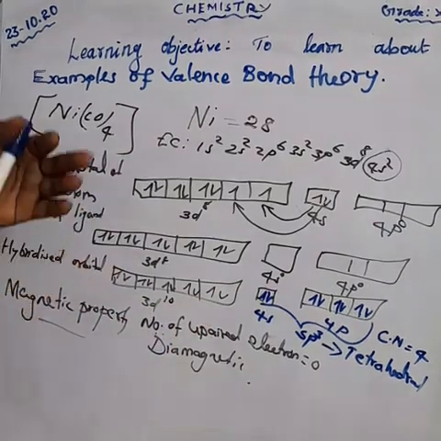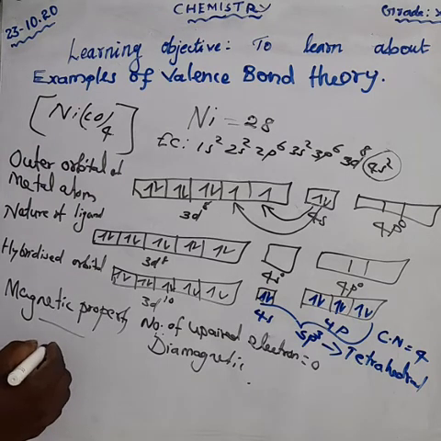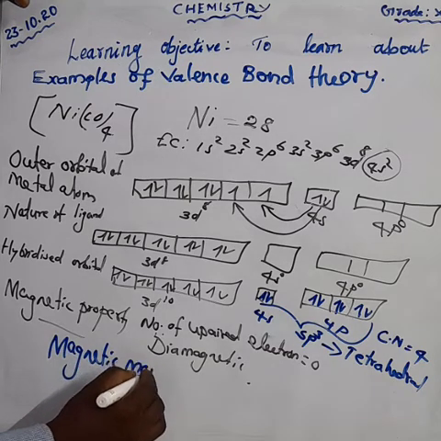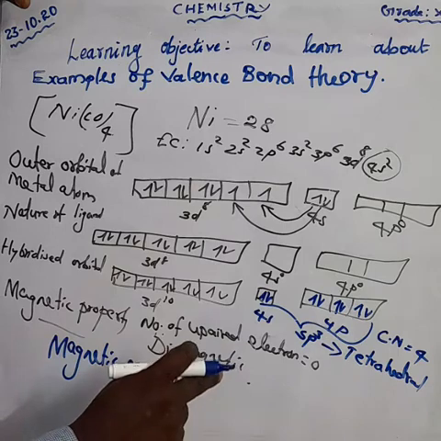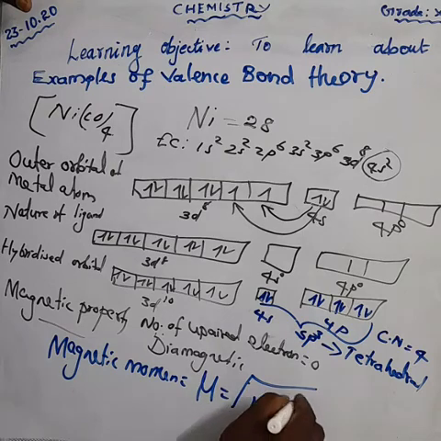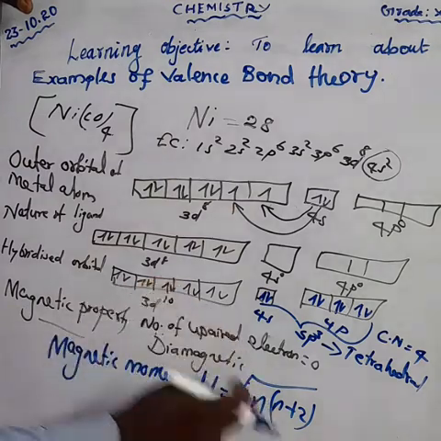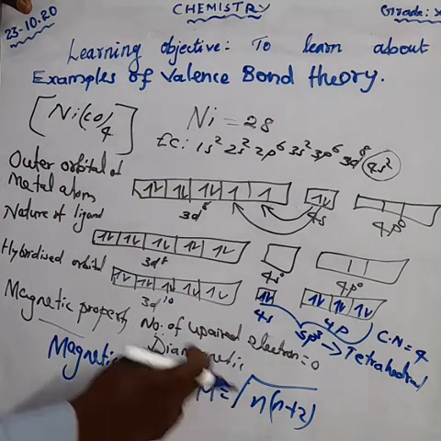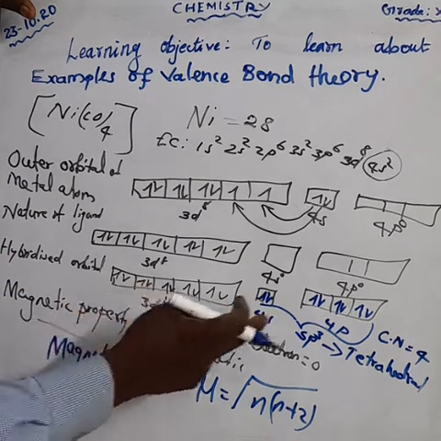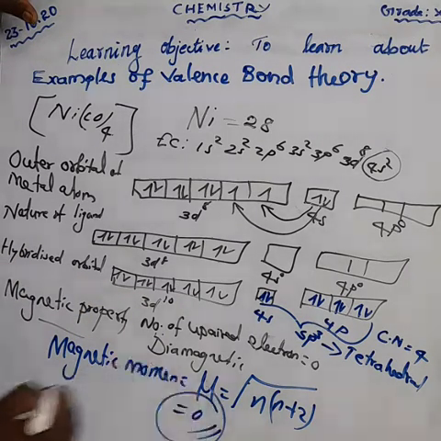So how can you calculate the magnetic moment? Let's use one formula. What is the formula? Mu is equal to root of n into n plus 2 Bohr magneton. That is the symbol. Then what is n? n is the number of unpaired electrons. So unpaired electrons is 0, so what is the answer? We get 0.